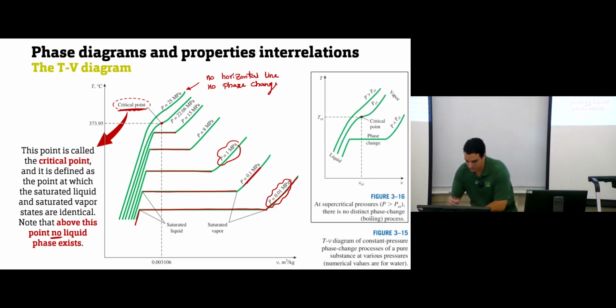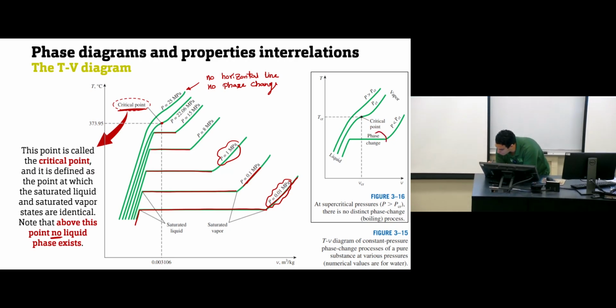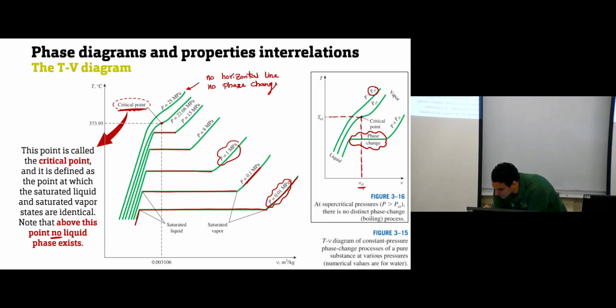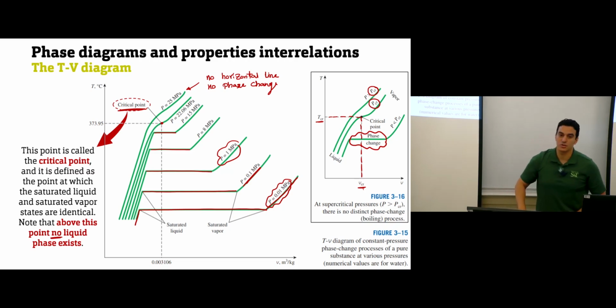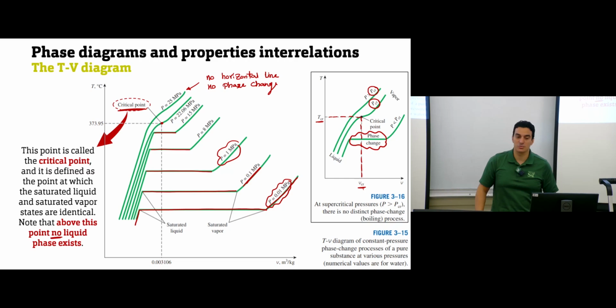And if you cannot see this one, this is the critical point. Below this, we have the horizontal line, and this horizontal line represents the phase change. But here the conditions are beyond the critical. This volume is called the critical volume. The temperature corresponding to this point is called the critical temperature, and the pressure of this line is called the critical pressure. So just look for this point. This represents the critical conditions for your substance.